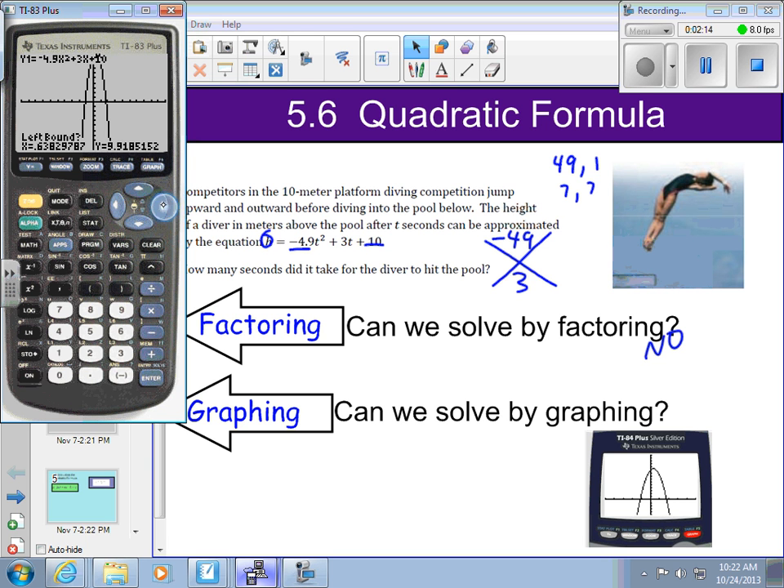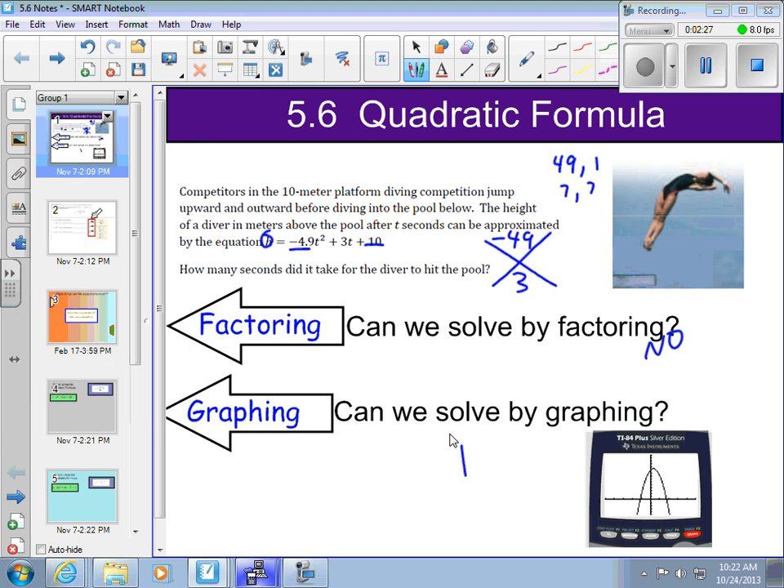We want to find a point to the left of where she's going to hit the pool, and a point to the right, and it looks like about 1.77 seconds. So can we approximate? Yes. Okay, so we could approximate using the graph.